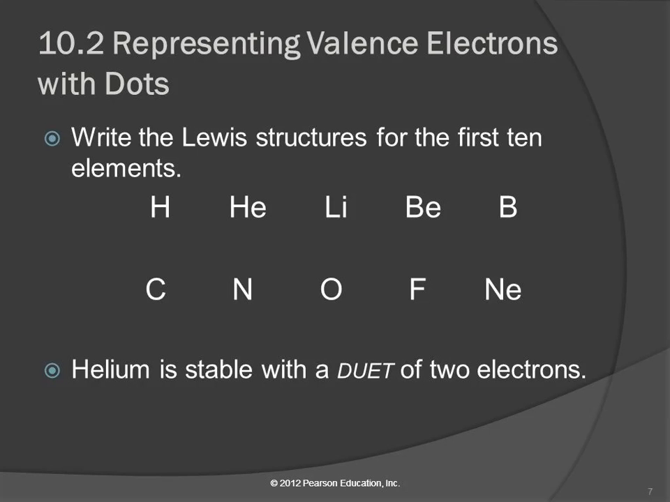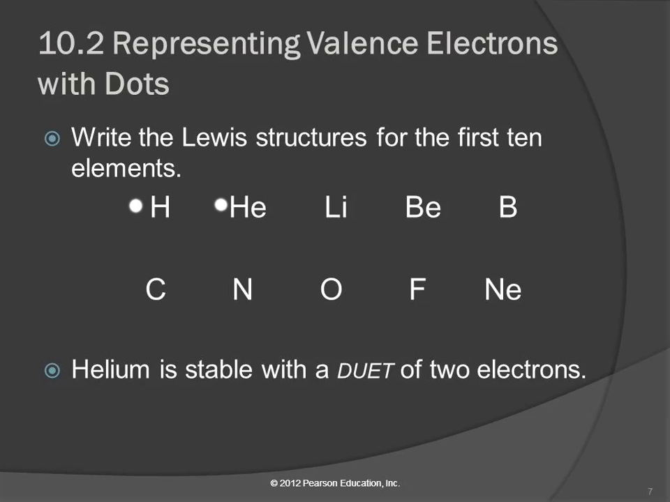So let's do some more here. And I put the symbols on here. Write the Lewis structures for the first 10 elements. Well, how many electrons does hydrogen have? It only has 1. So that's going to have 1 dot. Maybe my dots need to be a little smaller. 1 dot. Does it matter where I put it? Top, bottom, right, or left? No, it doesn't. Helium.